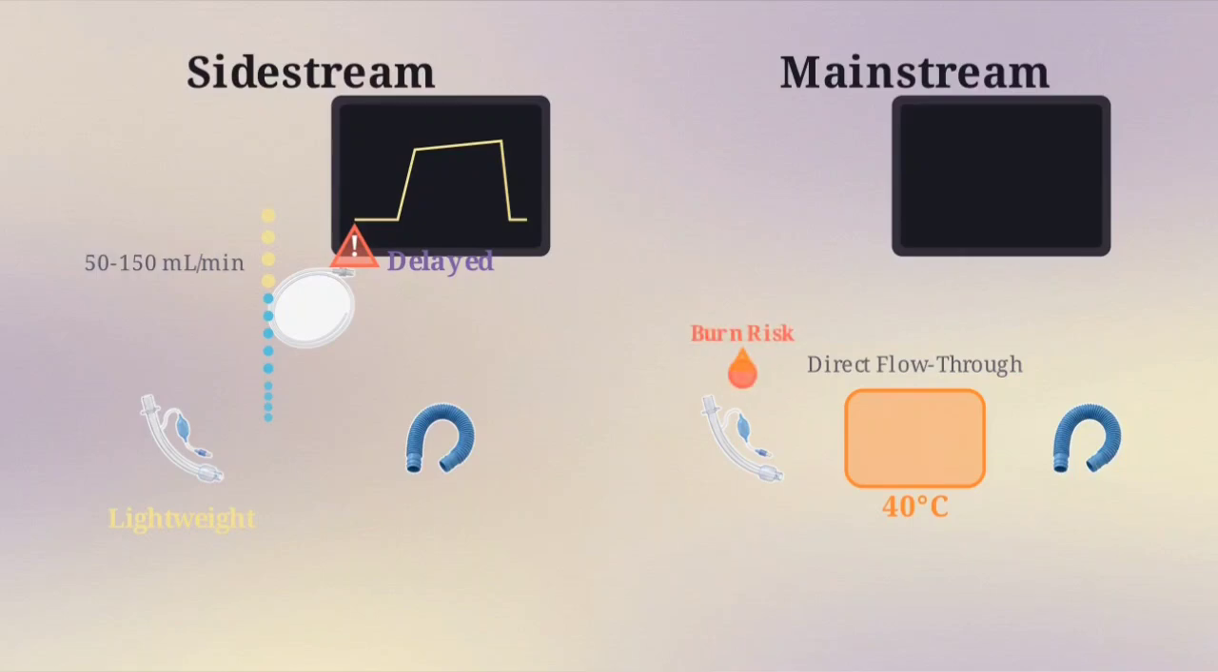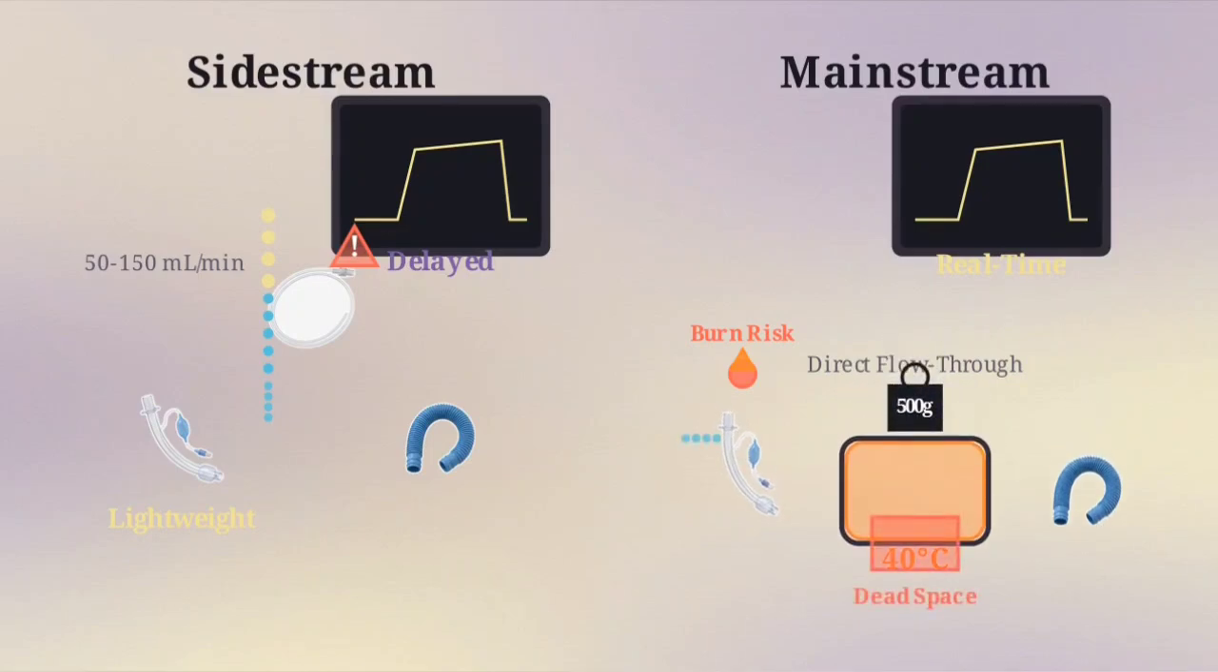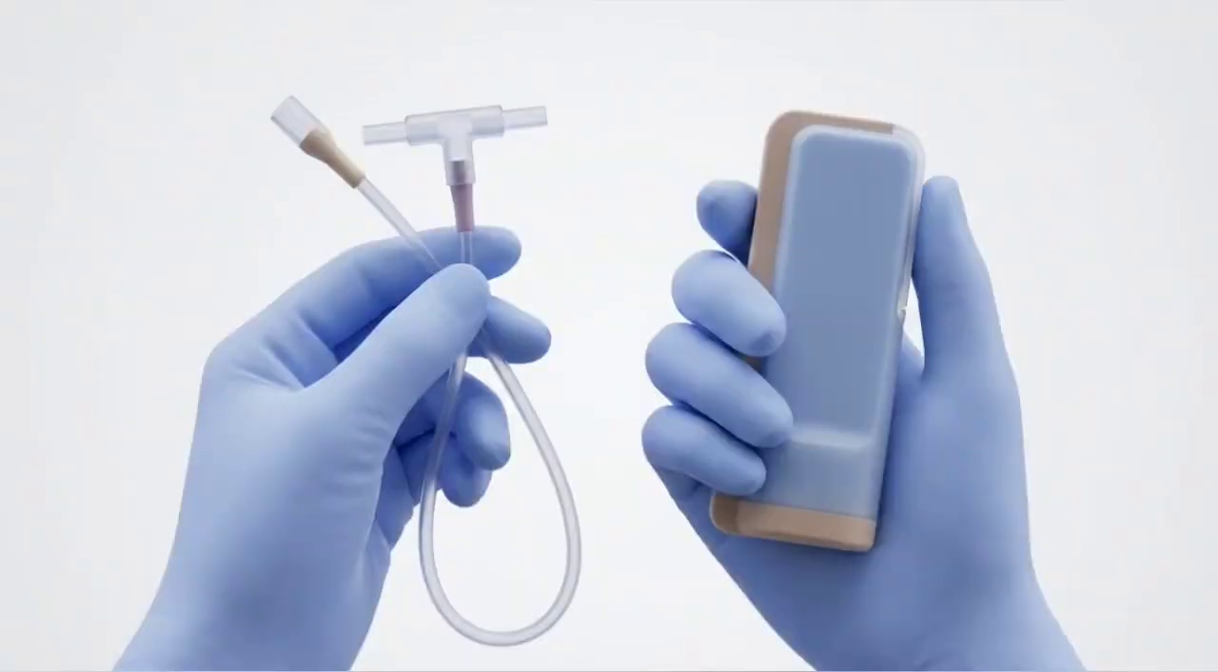Mainstream capnography avoids the delays and moisture traps of a sampling system, making it very accurate with a fast response time. But the sensor block is large and heavy. It adds significant dead space in pediatric patients, and its weight can cause kinking of the endotracheal tube. The choice of hardware dictates the speed, accuracy, and potential physical risks of the diagnostic data received.